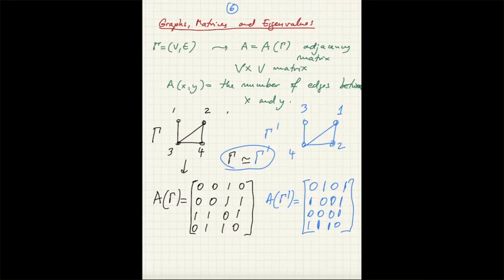You can map 1, 2, 3, 4 this way, and you can map 1 to 3. You can map 3 to 4, and then the other ones you can do. You can do 2 to 2, and 4 to 1 if you want, or the other way around. So the graphs are isomorphic, but the adjacency matrices with these labelings are clearly not the same. So A gamma is clearly not the same as A gamma prime.